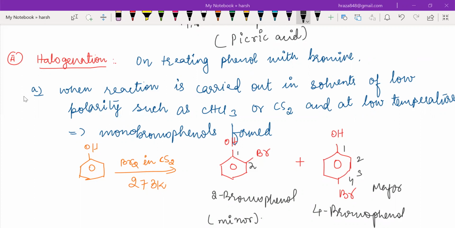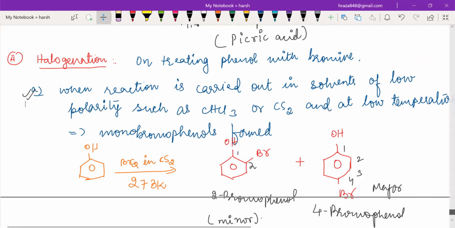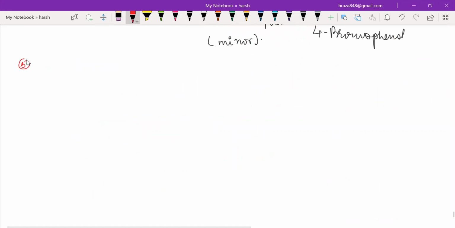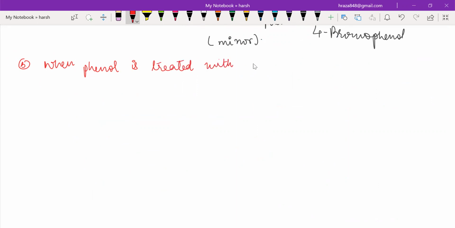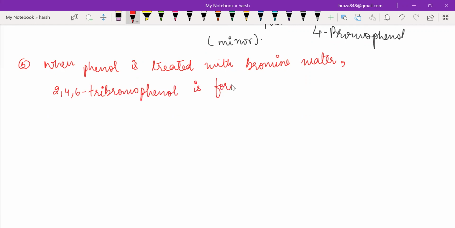Now see, this was the first condition of the reaction. The second condition, you will see, is when phenol is treated with bromine water, 2,4,6-tribromophenol is formed as a white precipitate.